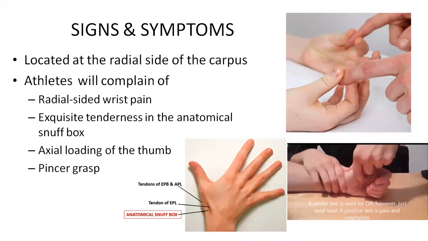The tendons which make this snuffbox: the medial border is the tendon of the extensor pollicis longus, on the ulnar side, while the radial border is made by two tendons, the extensor pollicis brevis as well as the abductor pollicis longus. So the deepening at that fossa, between these two sets, will have intense tenderness.